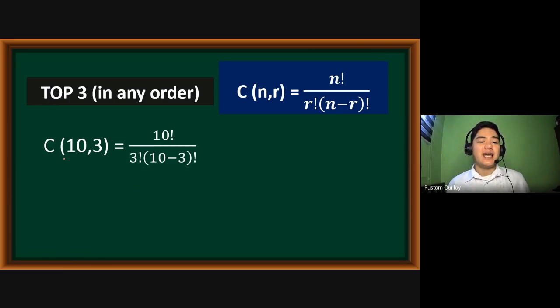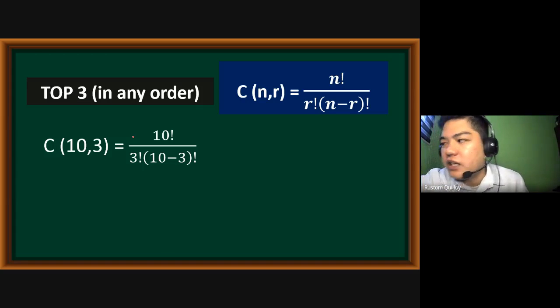So combination of 10 taken 3 at a time is equal to 10 factorial over 3 factorial quantity 10 minus 3 factorial. Sabay kayo sa akin ha, dyan sa papel nyo dyan para naintindihan nyo. Hindi lang yung nakikinig kayo.